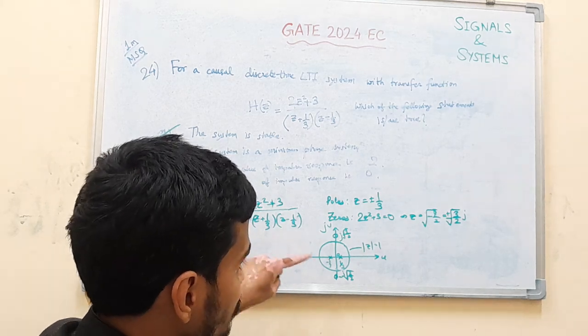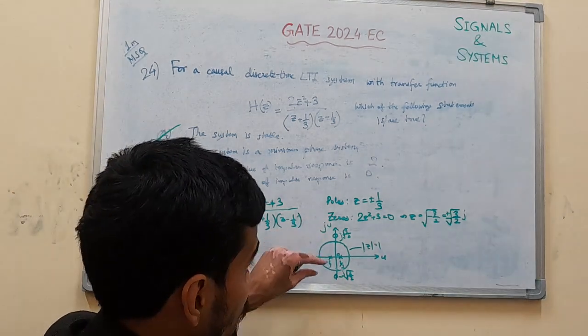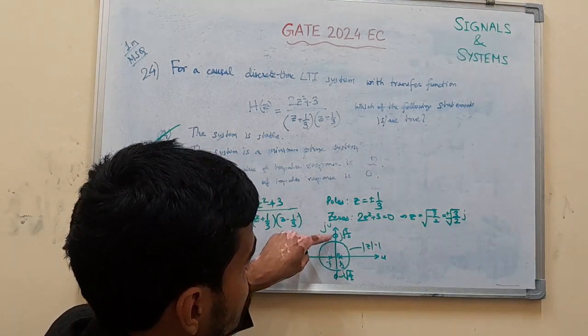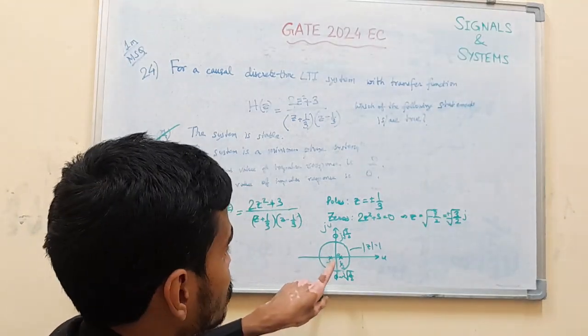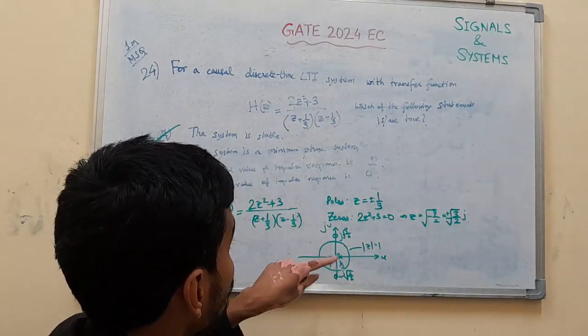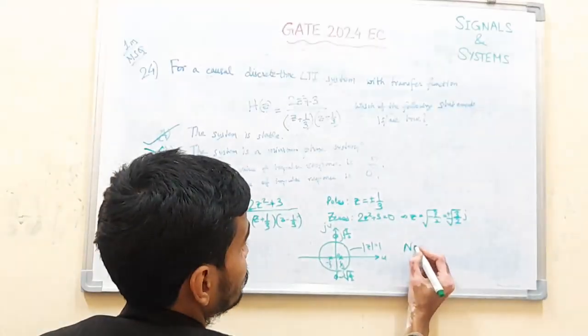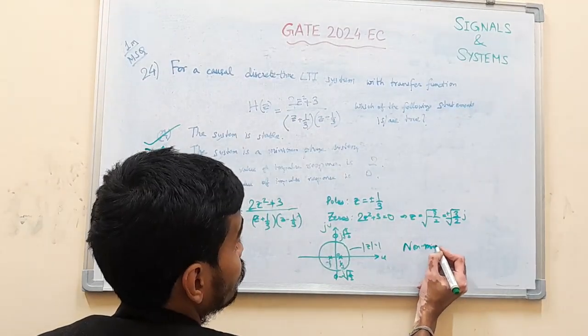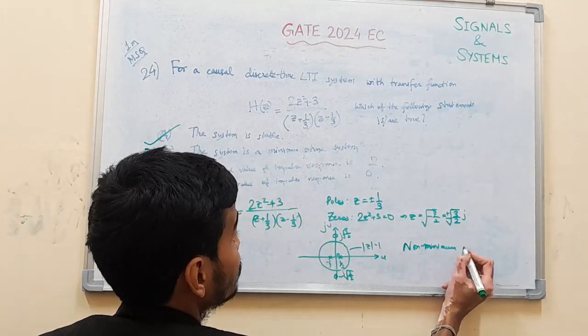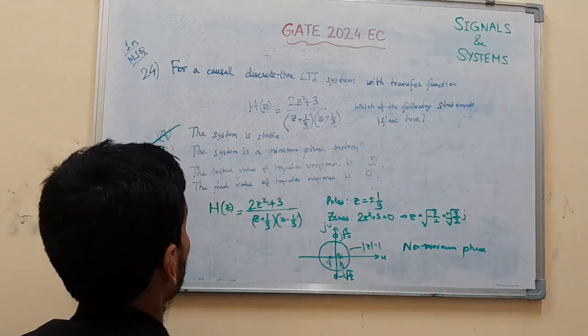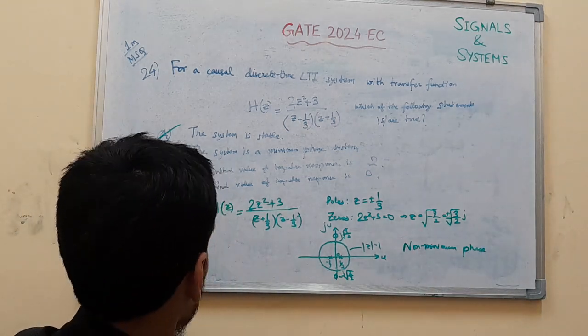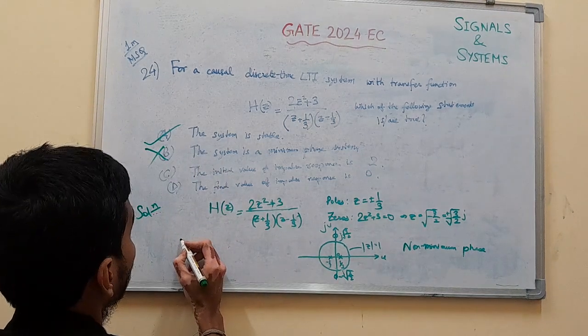For a minimum phase system, all the poles and zeros should lie inside the unit circle. But here again we can see that zeros are lying outside the unit circle. So is it a non-minimum phase system or not? Non-minimum phase, because the poles are lying inside the unit circle, but zeros are lying outside the unit circle. Right?